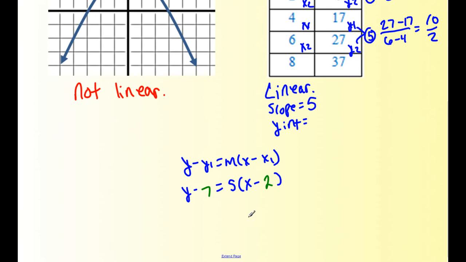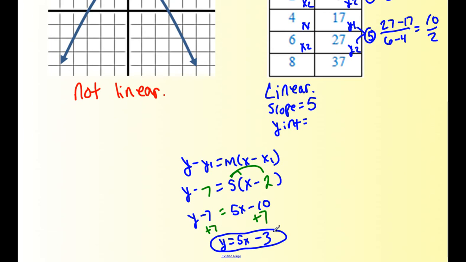And if we solve this for y, to make it slope-intercept form, that'll give us the y-intercept. So I'm going to start by distributing, giving us 5x minus 10, and y minus 7. If I add 7 to both sides, that gives me y equals 5x minus 3. That is slope-intercept form, because that is my slope and that is my intercept. We're done.